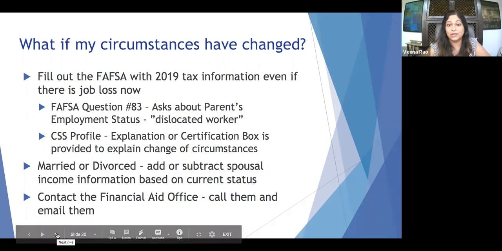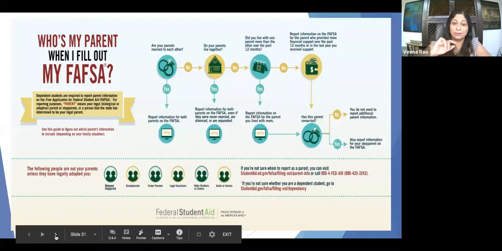So definitely reach out, because during this time, colleges and universities understand that a lot of people have been affected by the changes in the economy and things. So definitely do that. So in terms of filling out the parent application, there's a figure that explains what data parents have to share.